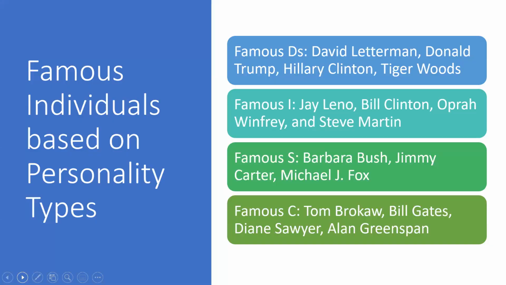Now, usually when you go through this, they give you examples of people who fit in the personality types. So here's some famous Ds: David Letterman, Donald Trump, Hillary Clinton, Tiger Woods. Famous Is: Jay Leno, Bill Clinton, Oprah Winfrey, and Steve Martin. Famous S's: Barbara Bush, Jimmy Carter, Michael J. Fox. Famous C's: Tom Brokaw, Bill Gates, Diane Sawyer, Alan Greenspan. So as you can see, you can be successful no matter what your personality is.